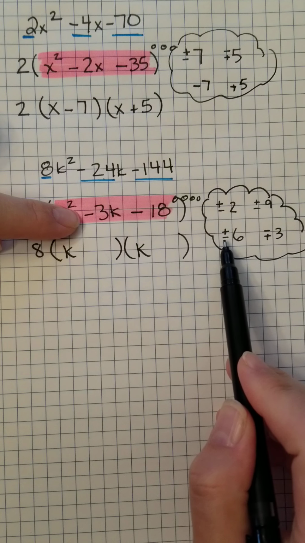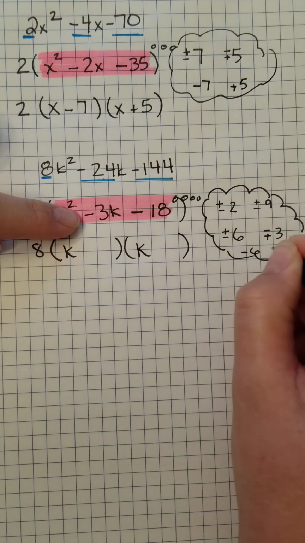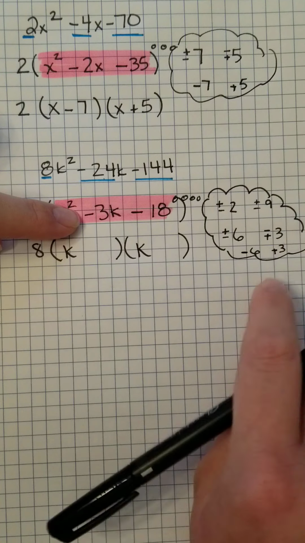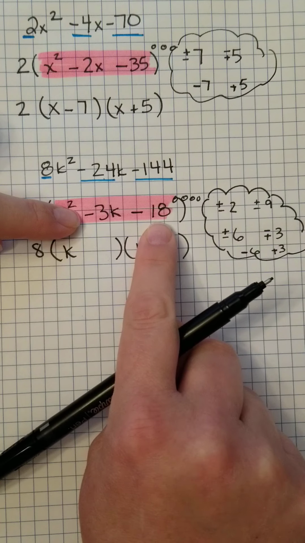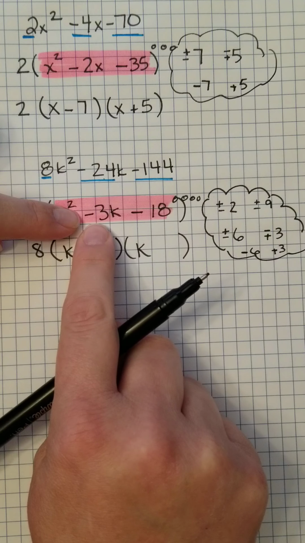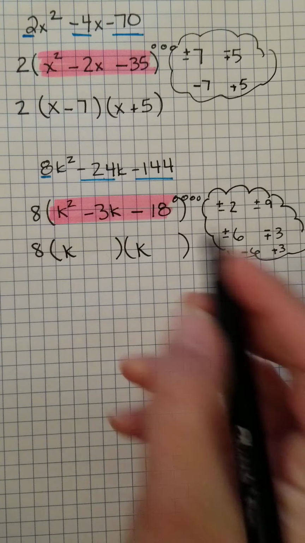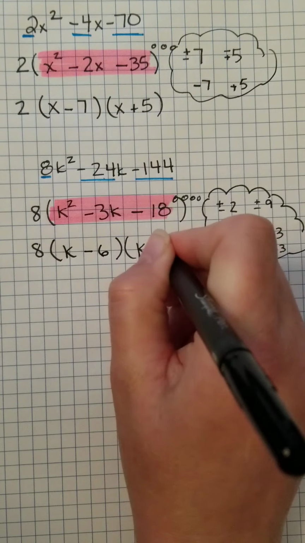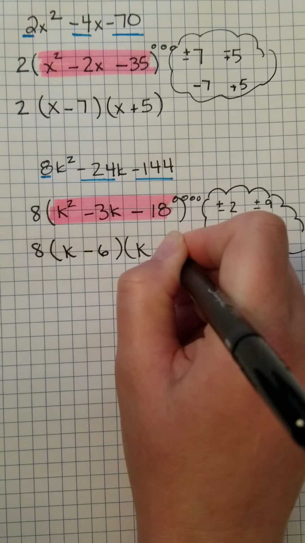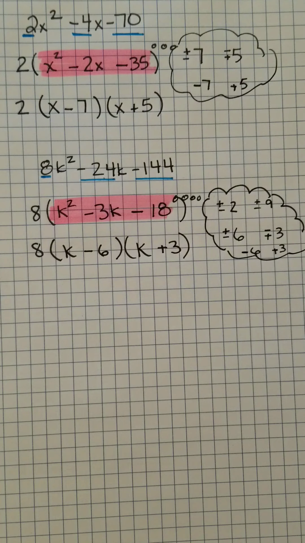So I'm going to take that negative 6, and let's try the positive 3. Those two multiply to give me negative 18, and a negative 6 and a positive 3, when I add them together, will give me negative 3. So a negative 6 and the positive 3, that's what gets plugged in here. And it doesn't really matter right now what that order is. You could have had k plus 3 and k minus 6, but that's the way that it looks.